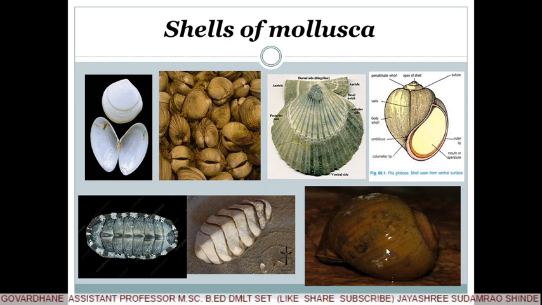Shell of Pila is elongated, a hollow cone, closely coiled in a spiral manner around a central vertical hollow axis, which is called columella.